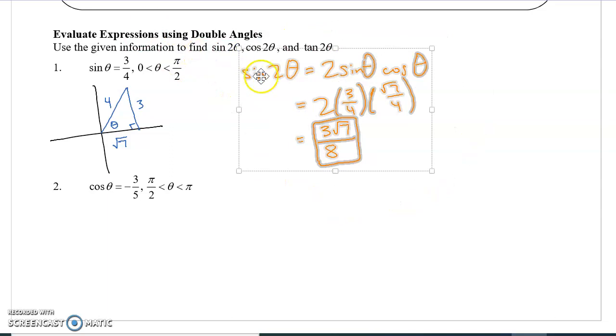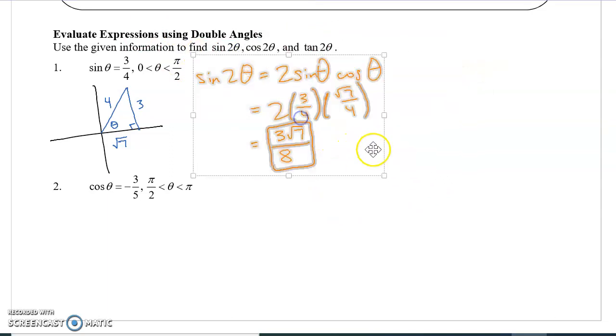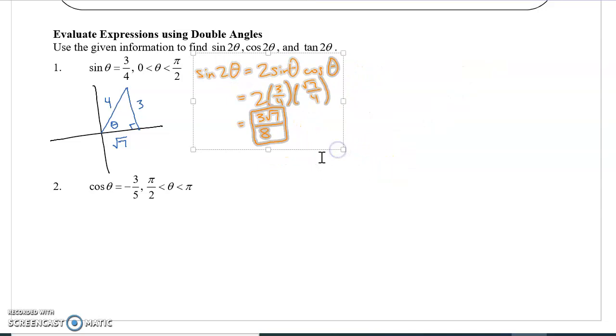Again, just like in the last section, we're not actually solving for theta. If we did, we'd need a calculator. And this is a non-calculator problem. And also the calculator wouldn't give you the exact answer with a square root. It would give you a decimal. And that's no fun. We don't like that. We like exact answers. So yeah, this is a good way to use the double angle identities.